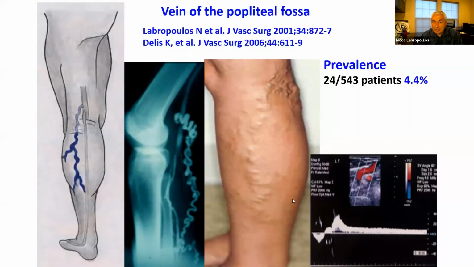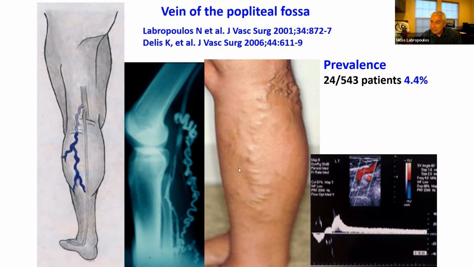Here is the vein of the popliteal fossa, often confused with the small saphenous vein, but this vein comes a bit more superior to the saphenopopliteal junction and has a lateral course. See this beautiful venogram from Mr. John Hobbs, who actually taught me about this vein a long time ago. And you see here a patient of mine, which is similar to this, showing the varicosities going to the popliteal fossa, basically. And this is from the same patient, the huge reflux.